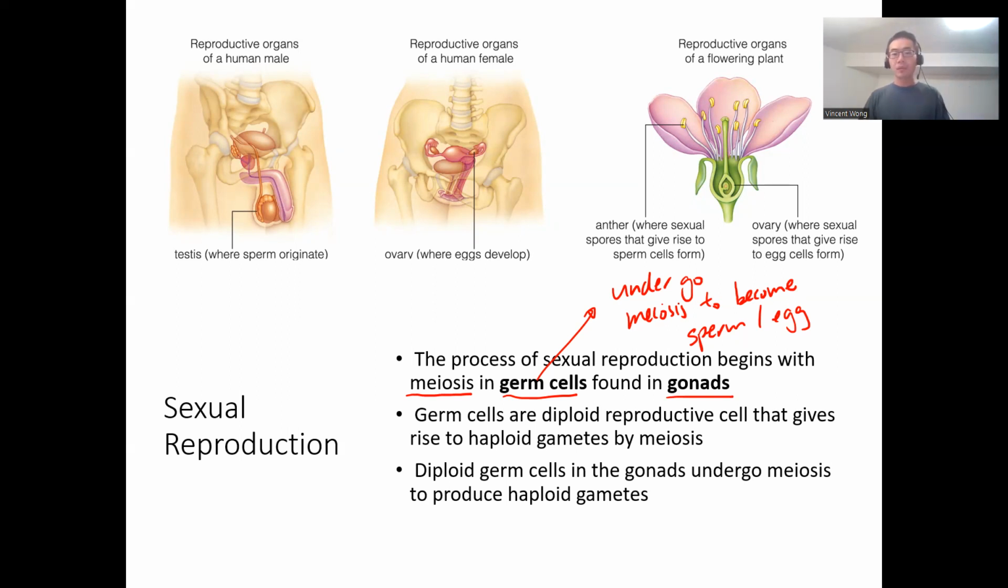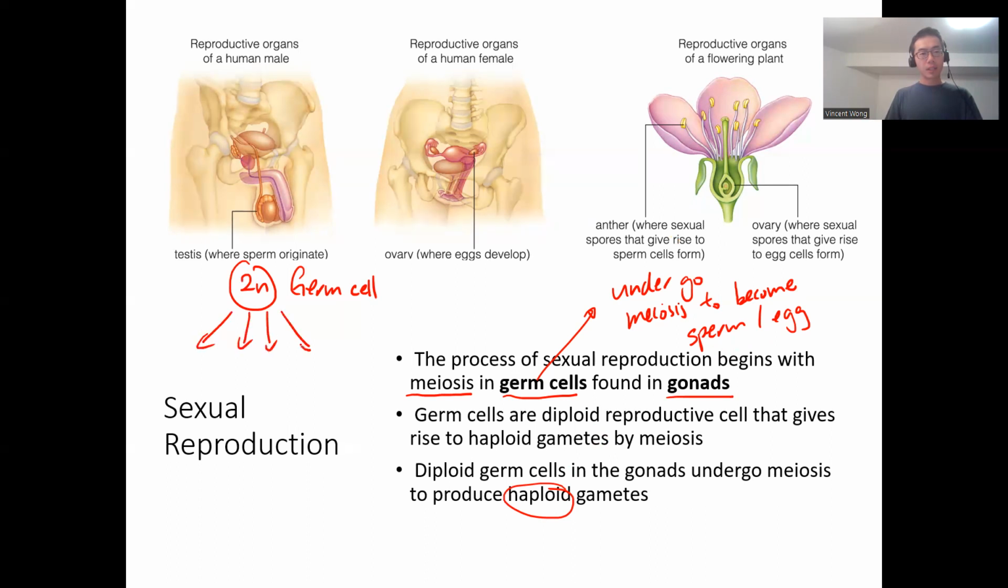And once they undergo meiosis, the gametes that they produce are going to be haploid. So you start off with 2N. This is the germ cell. And then you will basically produce 4 haploid cells. These are gametes. So that's one difference between mitosis and meiosis. Mitosis creates 2 cells. Meiosis creates 4 cells. And we're going to take a closer look at this process.